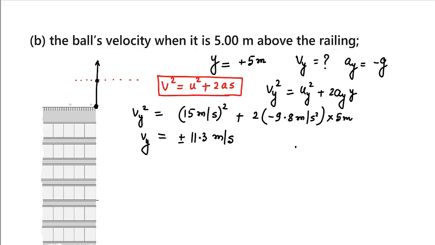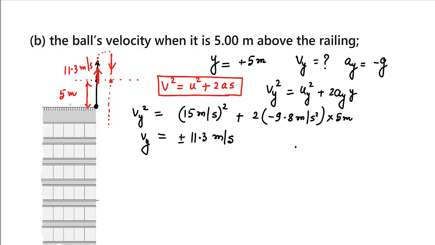Let's try to see this. So this is the path of this ball. If you remember, this is the path of this ball. Let's say this height is 5 meters. So when the ball is going up, it will have a distance of 5 meters from the origin, and in that case velocity will be 11.3 meters per second. And this ball will come to the 5 meters once again, that is the returning journey.